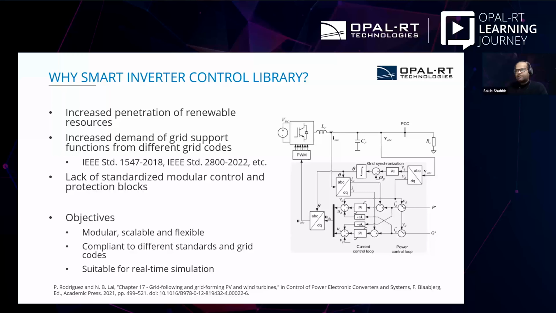Many grid systems have already implemented many grid codes. There are many standards: IEEE 1547 has standards for distribution system level generation units, and IEEE 2800 has standards for transmission level inverter-based resources. So there is a lack of all these advanced control systems and protection standards in a centralized way. Our objective is to have an enriched collection of all these advanced controllers and protection functions.